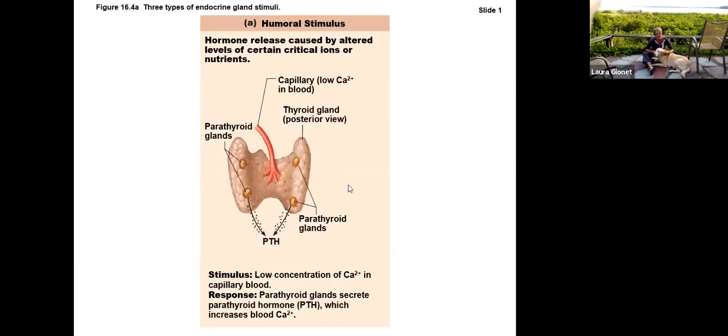And then we have simply changes in certain levels of substances in plasma, and elevated and depressed or higher or lower than normal blood calcium levels is a loop you've already looked at in the skeletal system. But blood glucose levels will be another example.